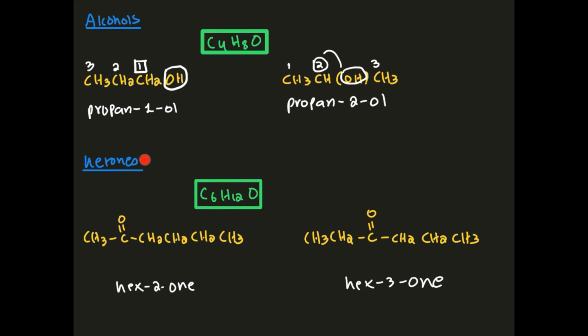Similarly, let's look at ketones. So if we take a look at the molecular formula C6H12O, we can get these two isomers. So if you number the first one, you can see that the functional group is attached to the second carbon. So in this case, this is going to be classified as hex-2-one. Now if you look at the next one and you number the carbons over here, you're going to see that the functional group is attached to the third carbon. So this is going to be hex-3-one.